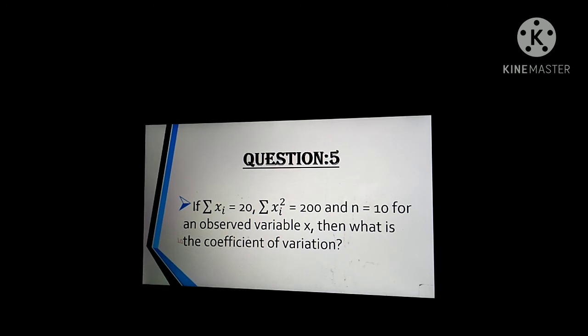Now we come to the last question for this presentation, which is related to the somewhat statistics part. We are given different variables x1, x2, x3 up till xn. Summation of xi is given to be 20, which means sum of all the values, and sigma of xi square, which means sum of squares of all the values, is given to be 200, and n is equal to 10, which means we are considering 10 values here for an observed variable x. Then they are asking what is the coefficient of variation.